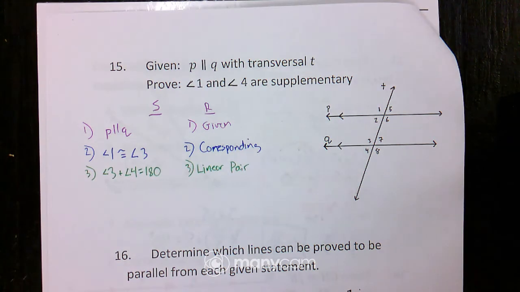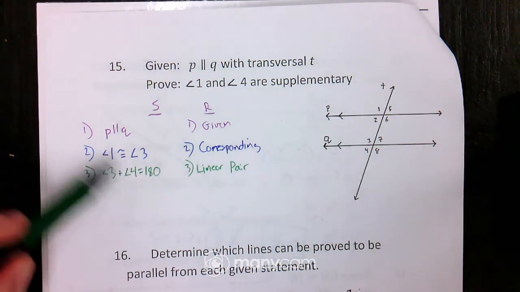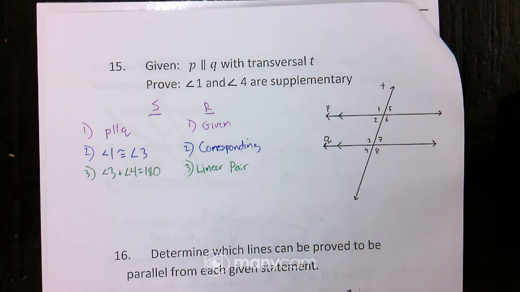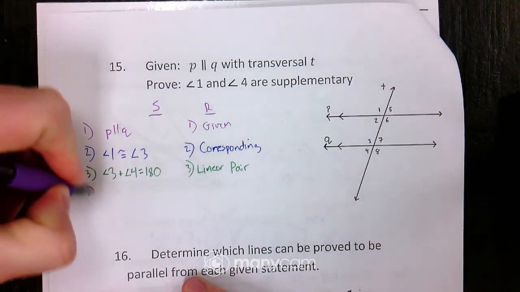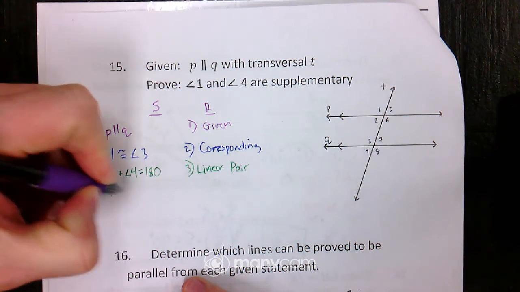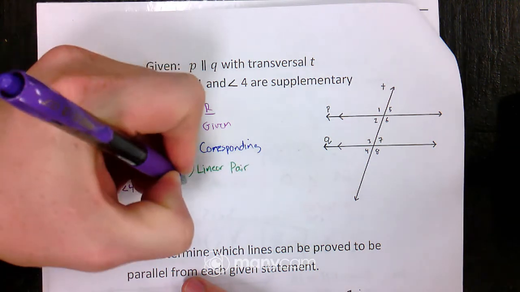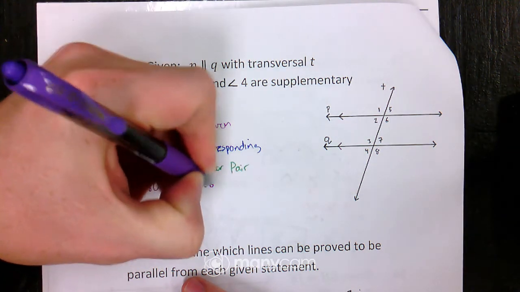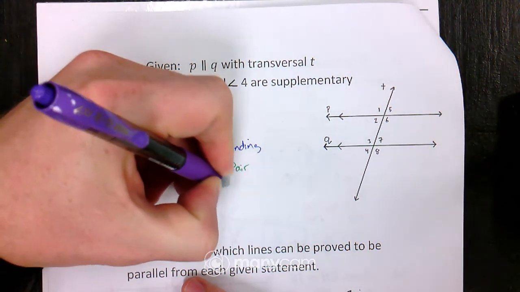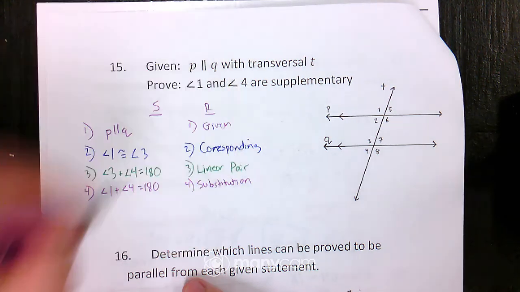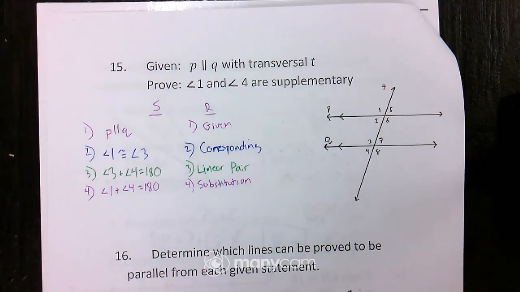Alright, well, but I just said that angle 1 and angle 3 are equal. Aha. So I can do some substitution here. And I can say that angle 1 plus angle 4 equals 180 using substitution. I'm telling you that substitution is your friend. Don't forget it at home.